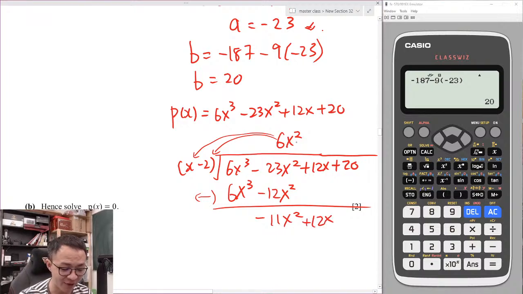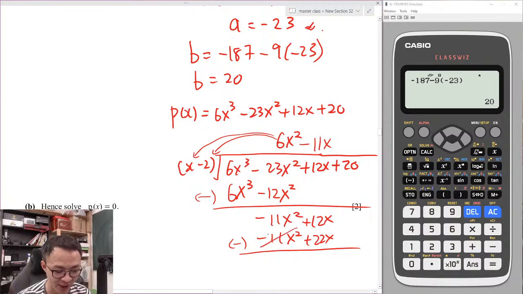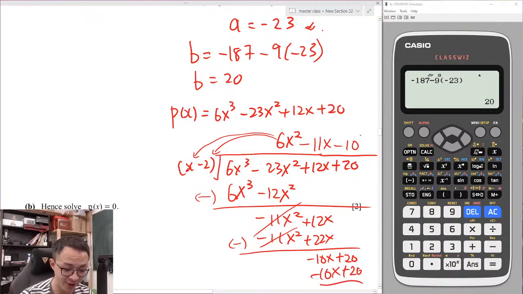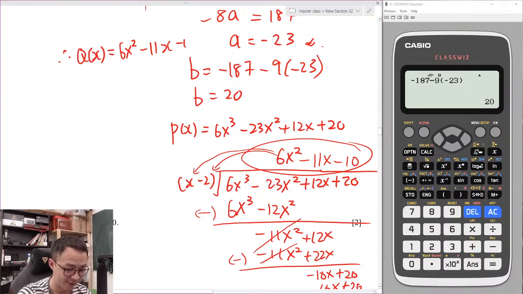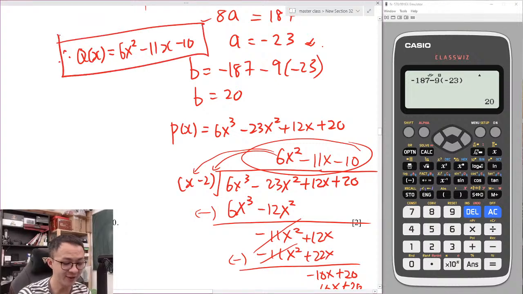I have to get rid of negative 11x squared, so it's negative 11x. So negative 11x squared plus 22x. I have an invisible minus, isn't it? So I will cancel out this one. Here will give negative 10x plus 20. So minus 10. I get negative 10x plus 20. So I say q(x) is my answer. Therefore, q(x) is equal to 6x squared minus 11x minus 10. Your final answer for q(x).